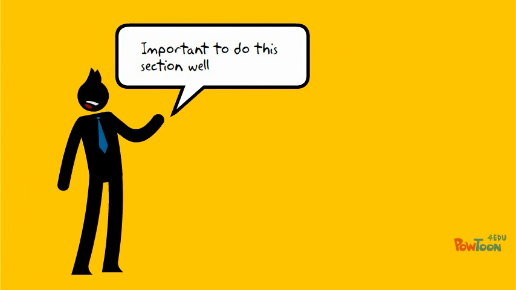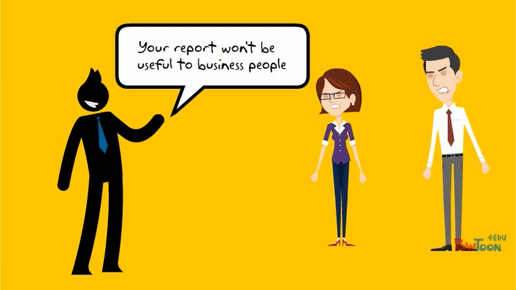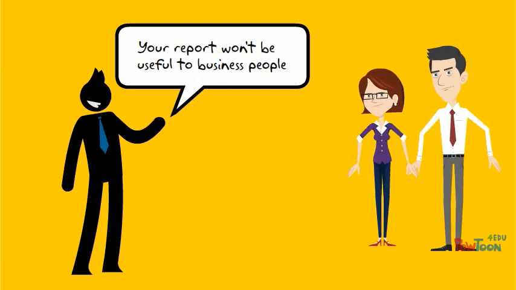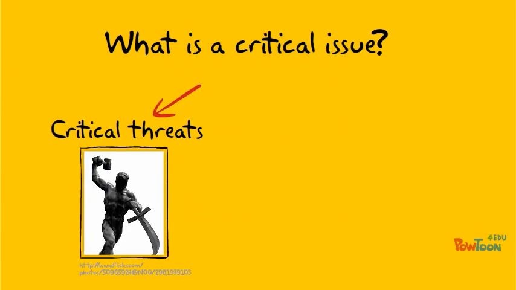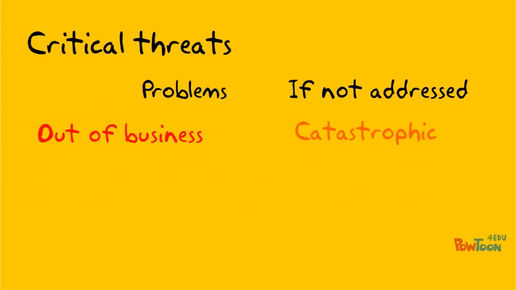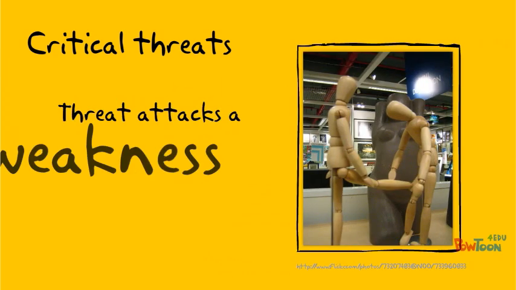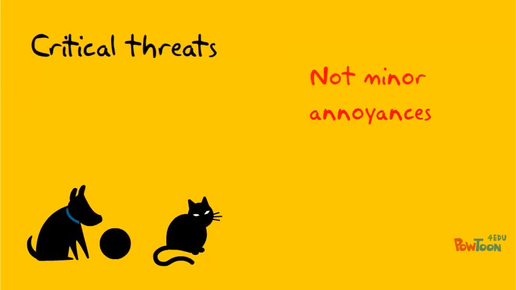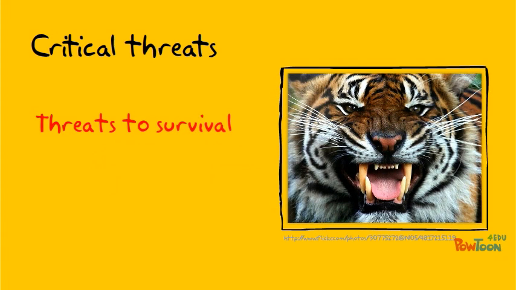It is really important you do this section well, because if you don't effectively identify the critical issue, then there is no way your report will be useful to a business person. So what is a critical issue? Well, there's two kinds. You can have critical threats or critical opportunities. Critical threats are problems that, if not addressed, may cause the company to go out of business or suffer catastrophic losses. Oftentimes, critical threats occur when threats attack a company at its weaknesses. These are not minor annoyances. They are realistic threats to survival.